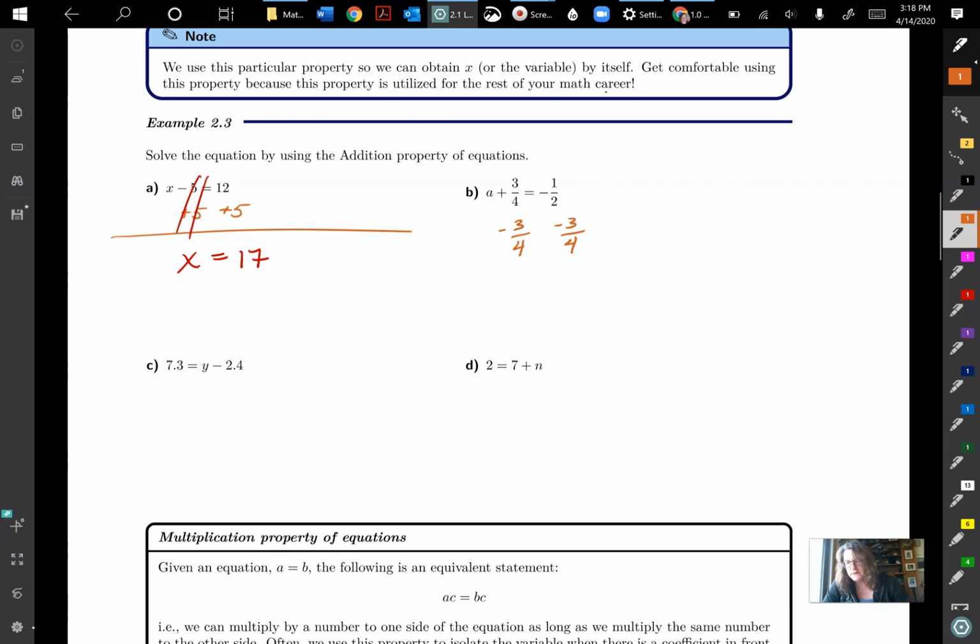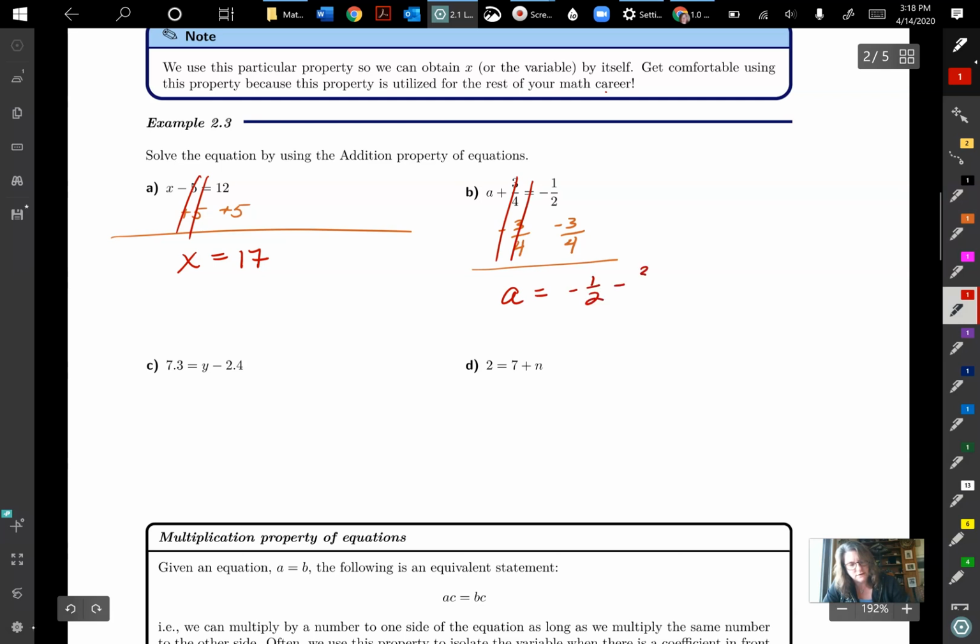And I do need to get a common denominator there, so I'm going to write that out. So I'm left with a equals negative 1/2 minus 3/4, or plus negative 3/4 if you want to write it that way. And then I'm going to write it out as having a common denominator. A equals negative 2/4 minus 3/4. And my final answer would be, I'll write it over here, A equals negative 5/4.